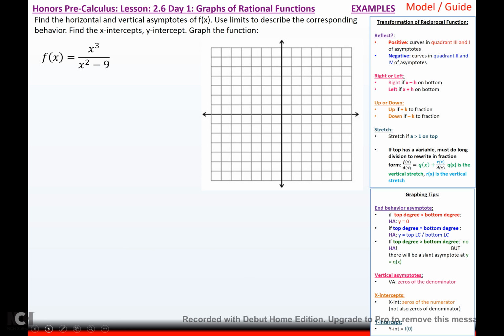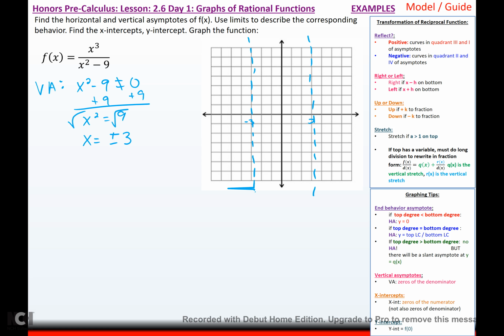Okay? Alright, let's try another one. Alright, so first of all, I'm going to find my vertical asymptotes, which says, Mr. Denominator, you can never equal 0. Add 9, x squared equals 9, square root, x equals plus or minus 3. So at positive 3, I'm going to have a vertical asymptote, and at negative 3, I'm going to have a vertical asymptote.